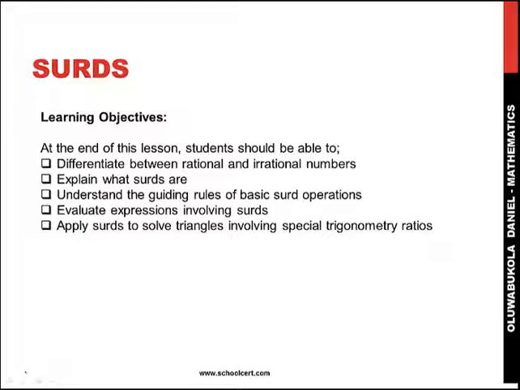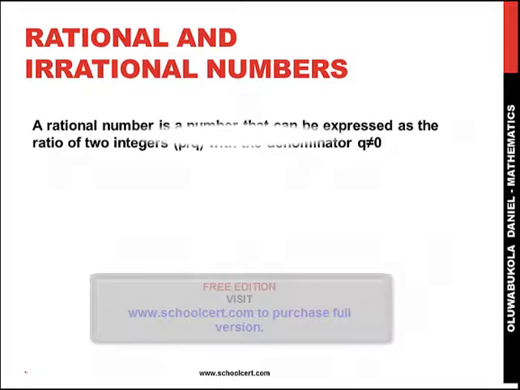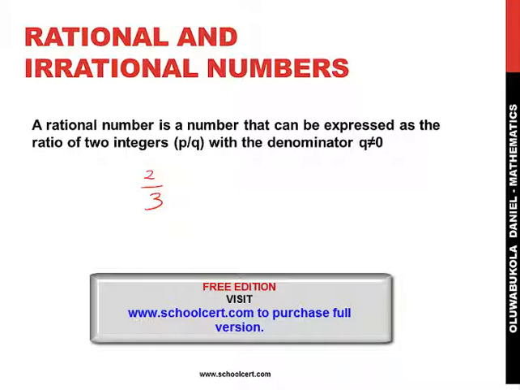So, what are rational and irrational numbers? A rational number is a number that can be expressed as a ratio of two integers with the denominator not equal to 0. So what do I mean by that? Say you have 2 over 3. That's really a rational number because it can be expressed as a ratio of two integers.